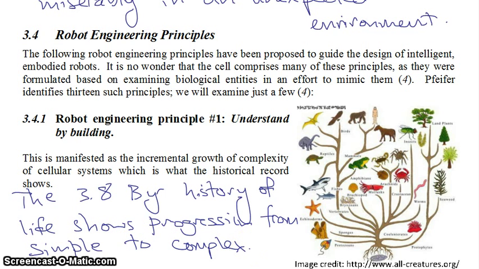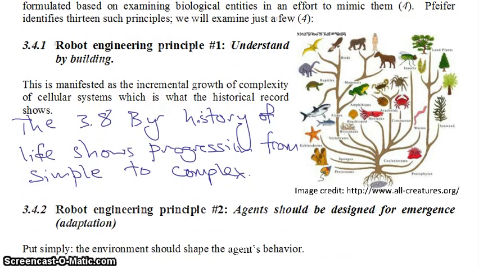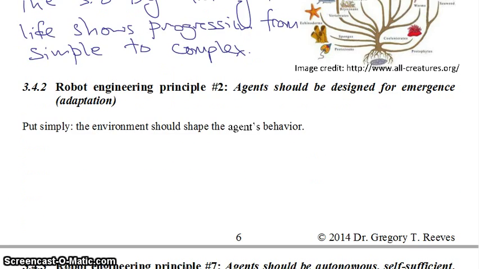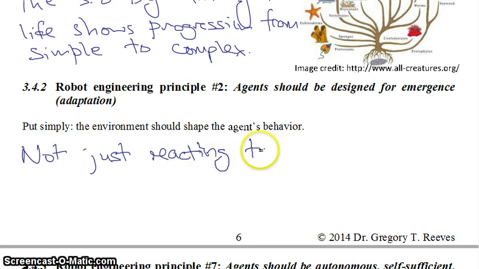Robot engineering principle number 2. Agents should be designed for emergence or adaptation. So put simply, the environment should shape the agent's behavior. So if you're building a robot, you should be able to interact with the environment and then change the behavior accordingly. So obviously, biology does this, but not just reacting to the environment.